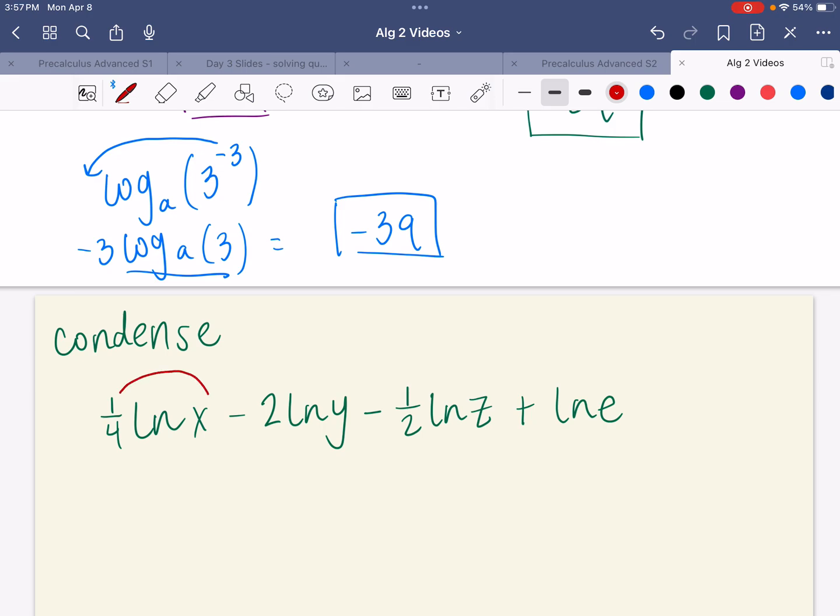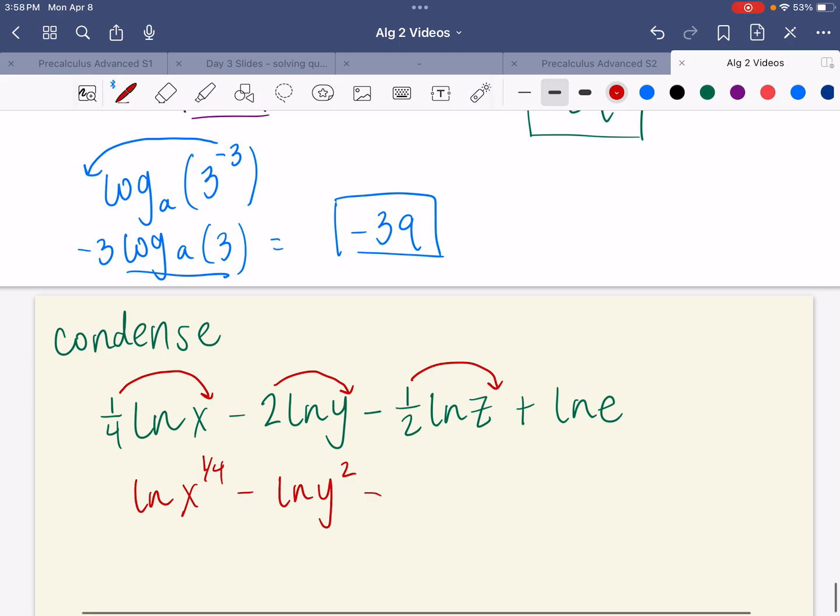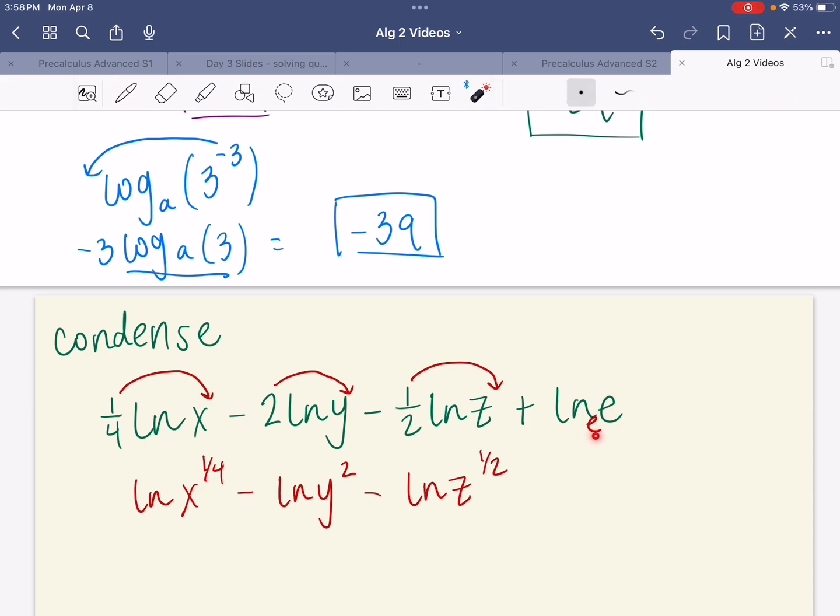We said when we condense, the first thing we want to do is take those coefficients and put them as our exponents. Now, as I write it, I don't typically write it as a negative exponent, these ones that have a minus. So I would probably do x to the 1/4 minus the natural log of y squared minus the natural log of z to the 1/2. Okay, natural log of e, well, think about what we know about natural log. It's the same base. When the base and argument are the same, this leaves a 1.